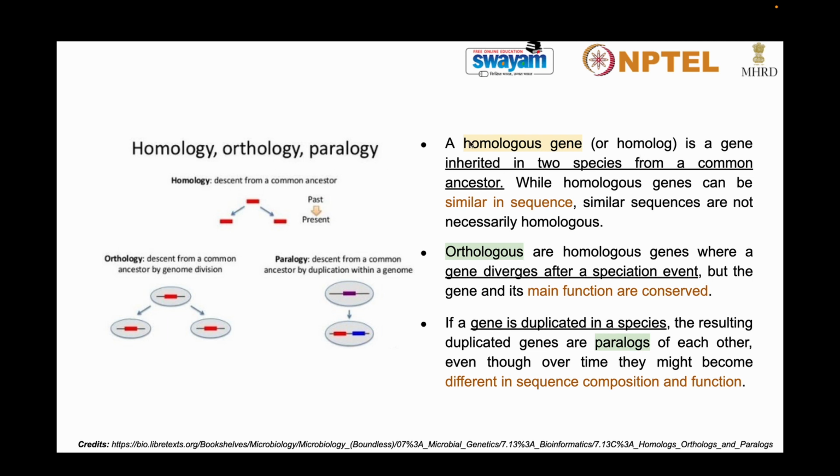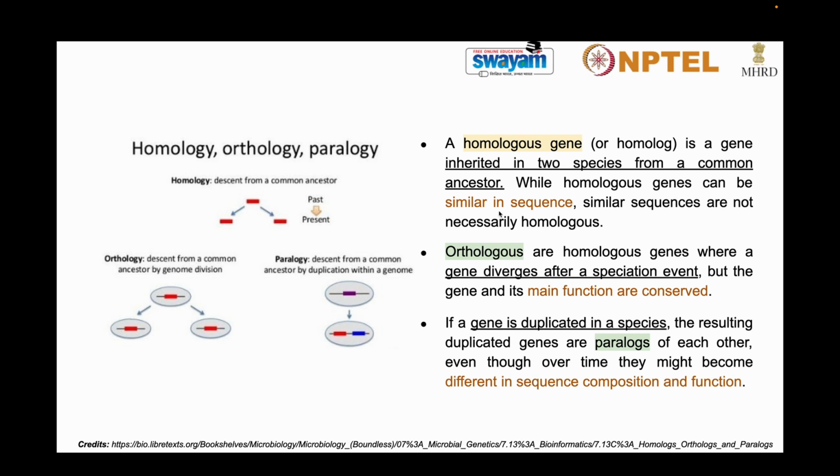The definition says that the homologous gene or the homologue is a gene inherited in two species from a common ancestor. For example, if there is a species of human and monkey, and there is some gene that has come from mouse, although the sequence can be a bit different, it could be similar. So it is coming from the common ancestor. Mouse is a common ancestor of human and monkey. If that gene is inherited from the mouse, that is known as a homologous gene. That means it is inherited in two species from the common ancestor.